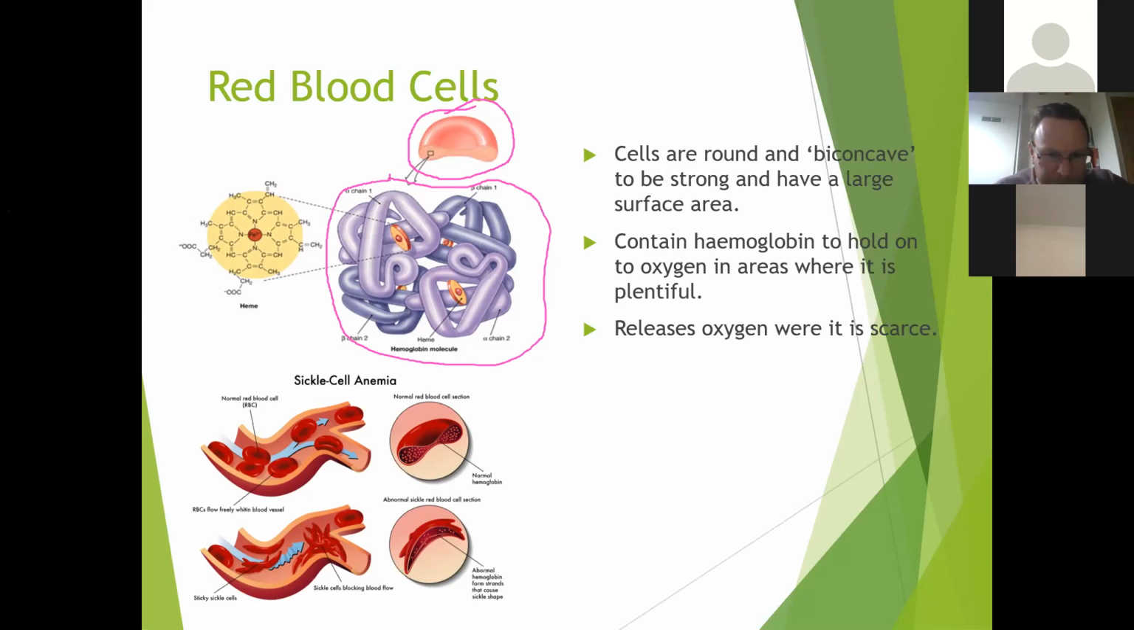At the bottom, you can see I've just linked a condition that affects red blood cells. So here, I've got that normal red blood cell shape, that little squished donut, we call it biconcave. It's concave at the top and concave at the bottom. At the bottom, I've got a sickle cell blood cell.